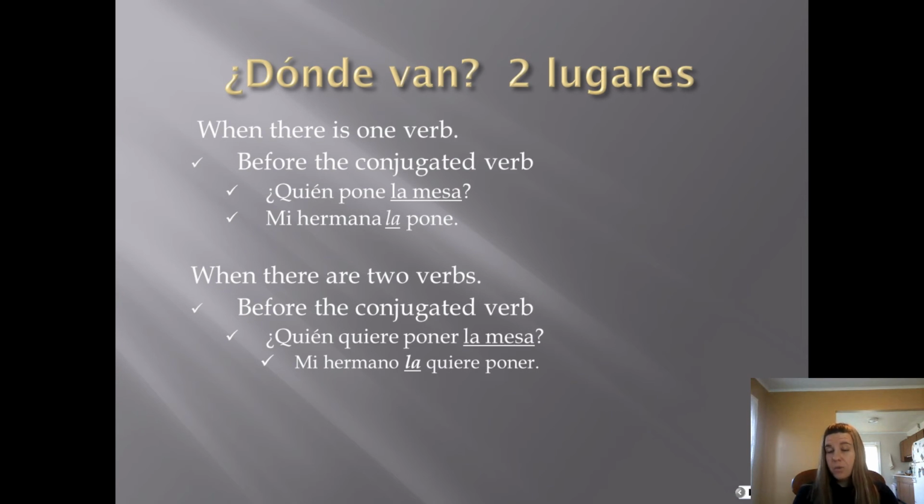If there are two verbs, however, we know that we conjugate the first one, but we do not conjugate the second one, because you never, ever, ever conjugate two verbs in Spanish in a row. If there's two verbs in a sentence, the first one's conjugated, the second one is not, and the direct object pronoun can be tacked right onto the end of the second unconjugated verb. So, ¿quién quiere poner la mesa? We're still talking about la mesa, so we're still going to replace it with la. You can say mi hermano la quiere poner, wants to set it, or you can say mi hermano quiere ponerla.